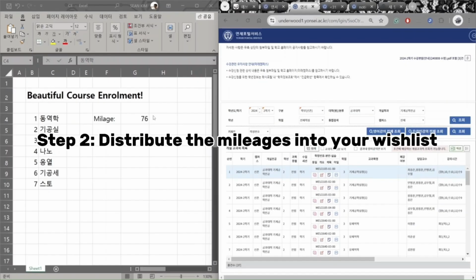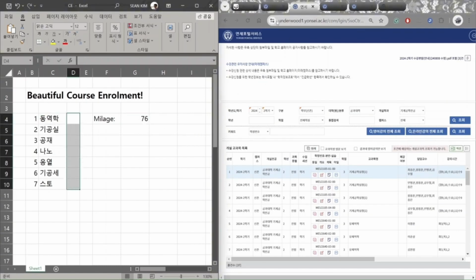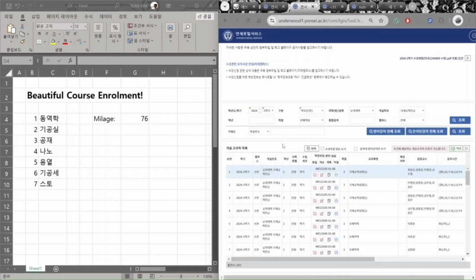Second thing you do is distribute the mileage that you have into the subjects that you wish to take. If you go to the main portal and click on the course catalog and syllabus, it gives you a list of all the subjects that you could take next semester, just like in Everytime, but the difference is you could check the mileage of the previous semesters and years.